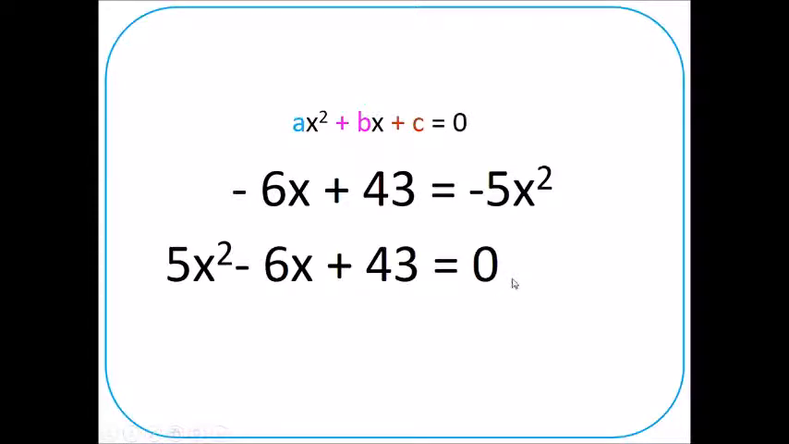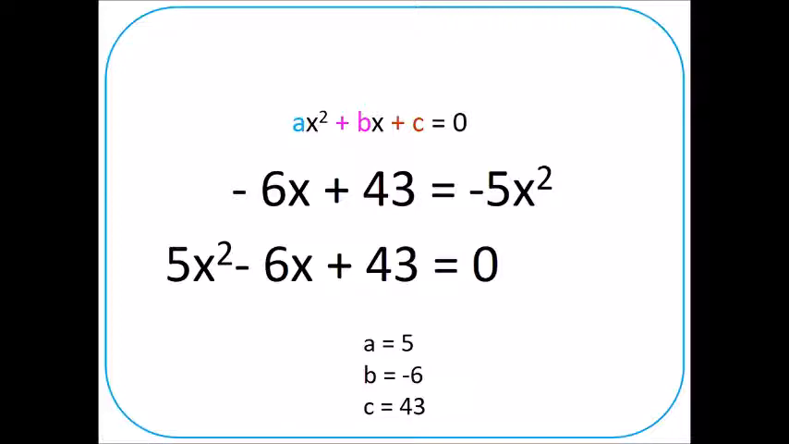Alright, so now I'm in a good position to figure out my values of a, b, and c. The value of a is the coefficient of x squared, which is 5. The value of b, be careful, it's not 6, it's negative 6. So that negative sign is very much attached to that coefficient of x. So b is negative 6. And then that constant at the end, that c is positive 43.